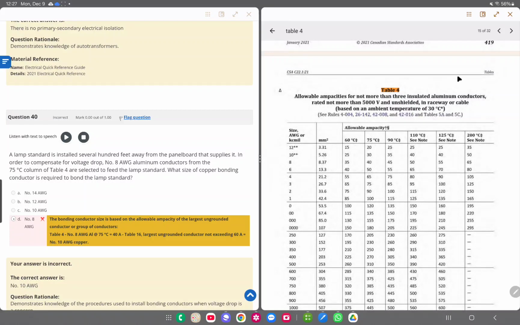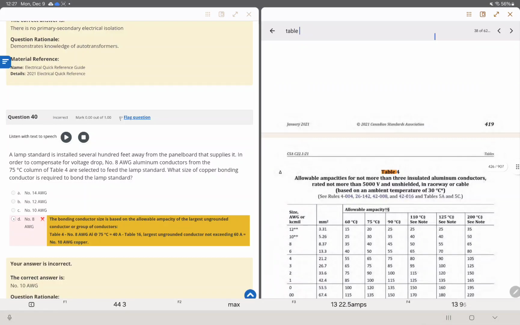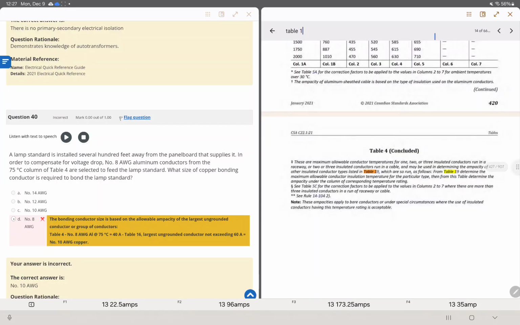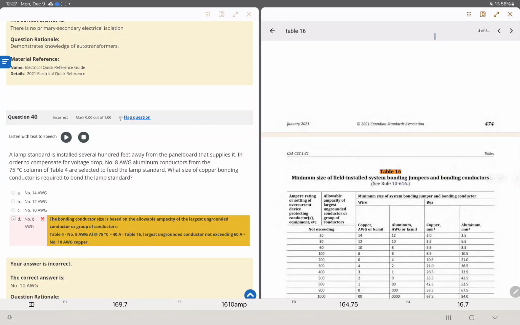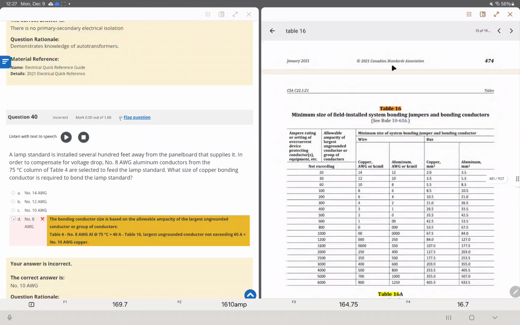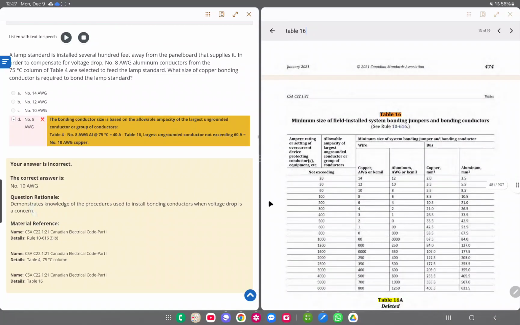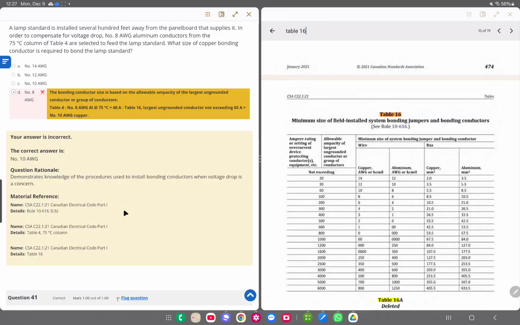So if we take our 40 amps and we go to table 16, we take our 40 amps. We have to use not exceeding 60, and we're looking at copper, so we get number 10. So the answer here would have been number 10 gauge.